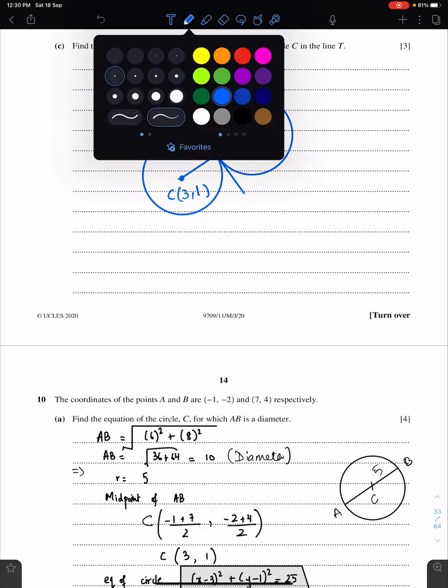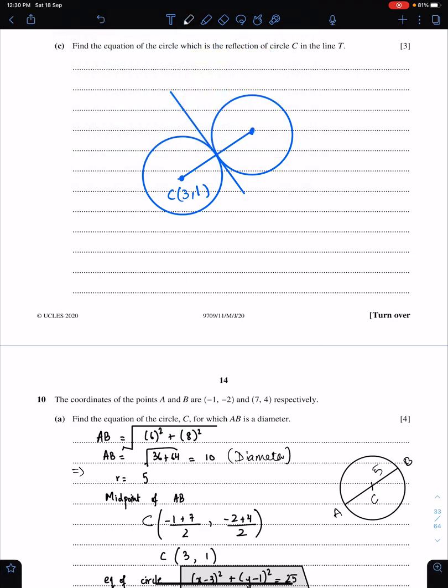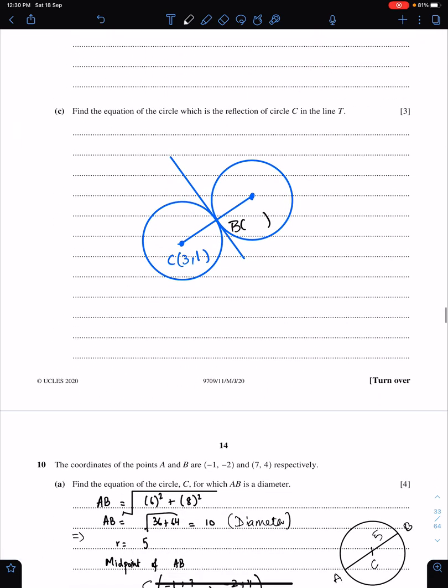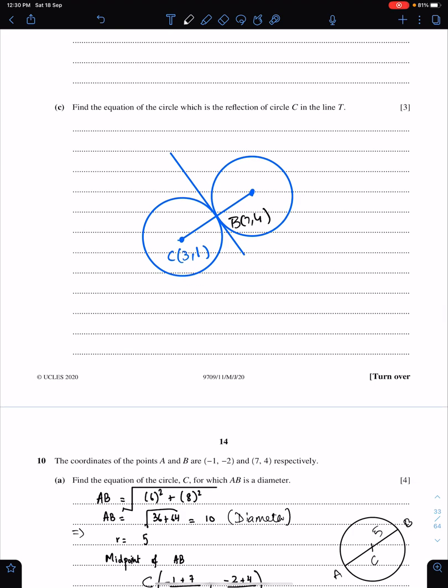And the coordinates of B are 7, 4. To get the equation of this reflected circle, we need the coordinates of the center of this circle.